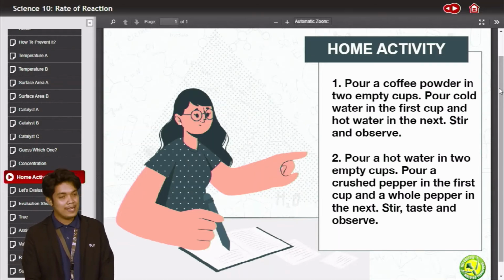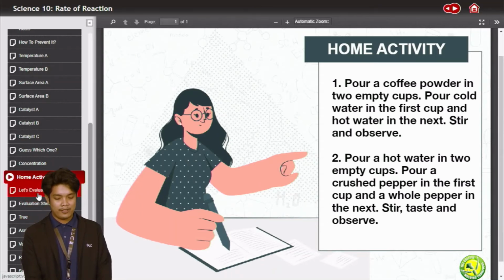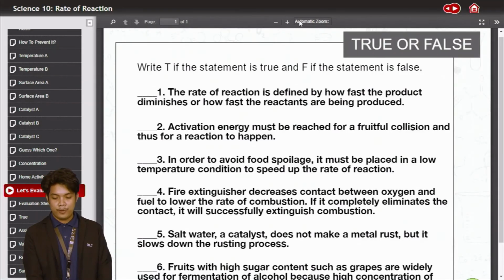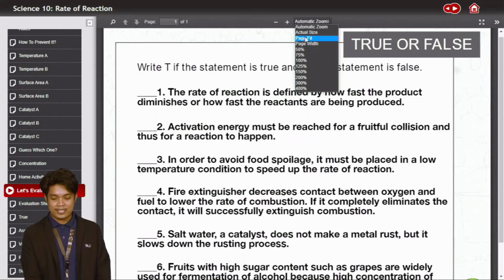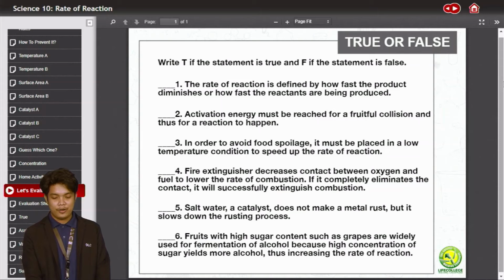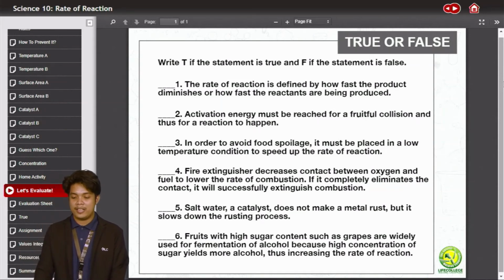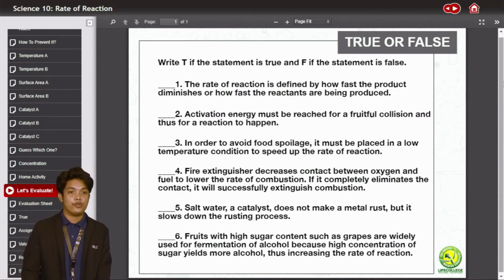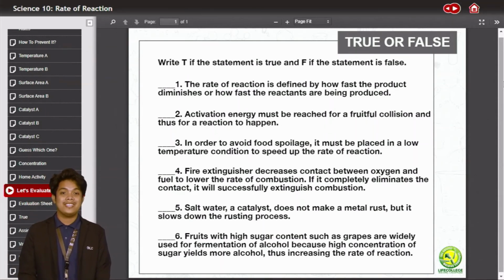So I believe you have learned so much right now, so it's time to evaluate. Let's evaluate if you were able to learn something. I have a six-item quiz right here. Write T if the statement is true and F if the statement is false. Write your answers in your notebook. Pause this video and write your answers. I will reveal the answers later.